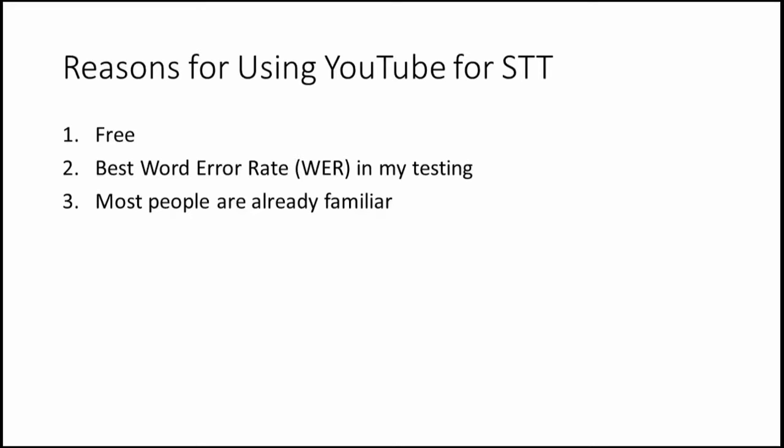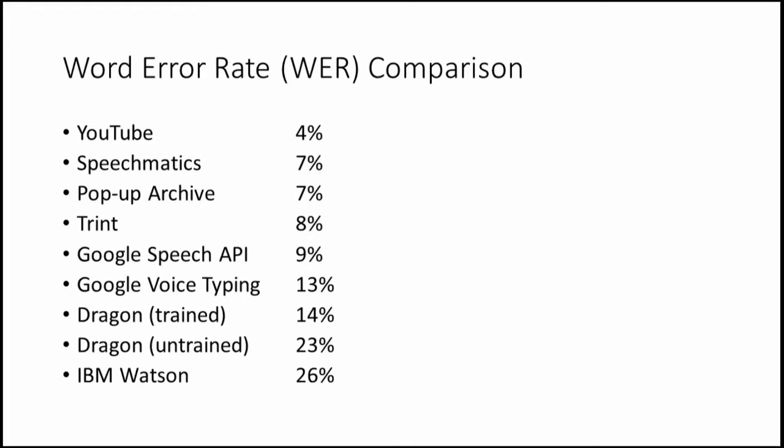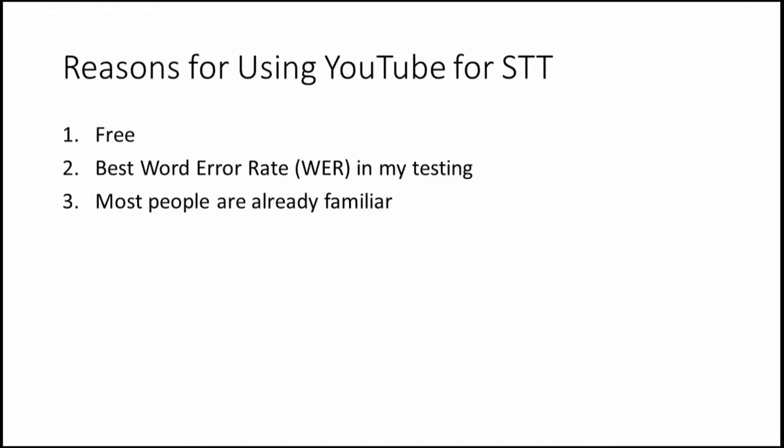Number 1, YouTube is free. Number 2, the word error rate, WER, has been good in my testing, coming in at 4% WER compared to 7% for Speechmatics, 7% for Pop-Up Archive, 8% for Trint, 9% for Google Speech API, 13% for Google Voice Typing, 14% for a trained Dragon profile, 23% for an untrained Dragon profile, and 26% for IBM Watson. And number 3, many people are familiar with YouTube.